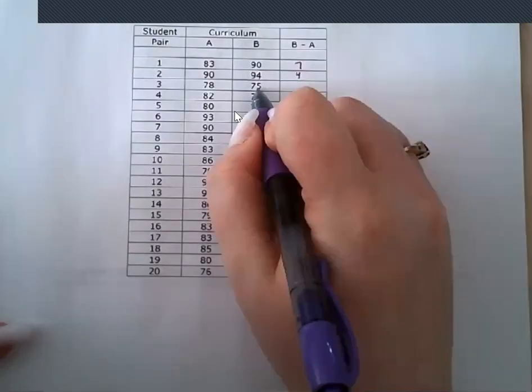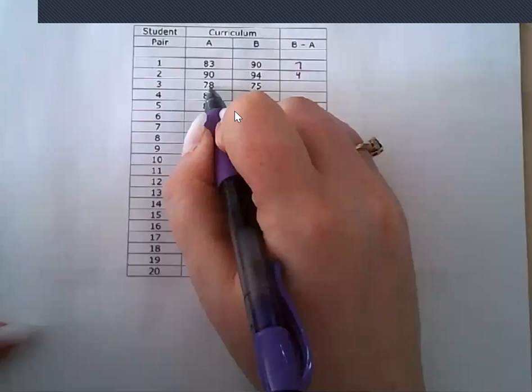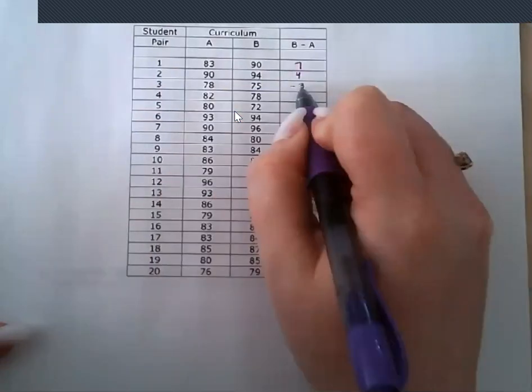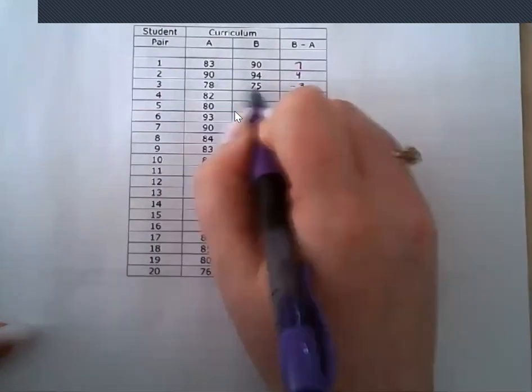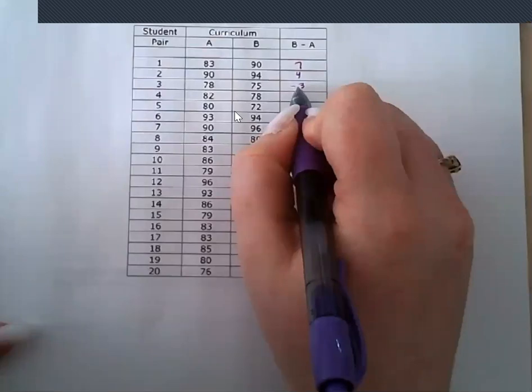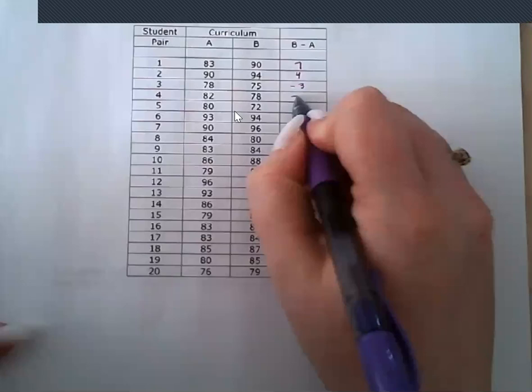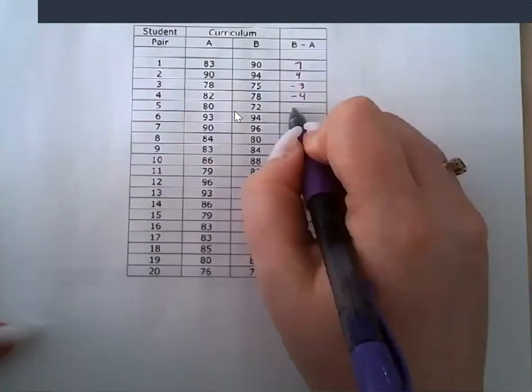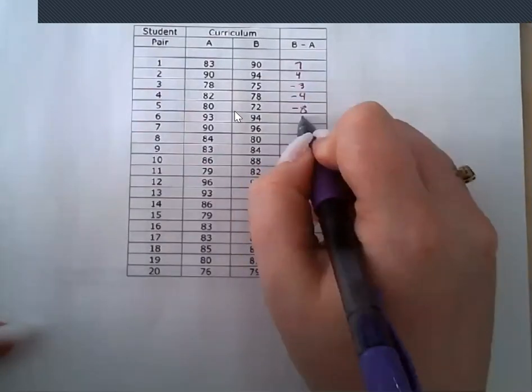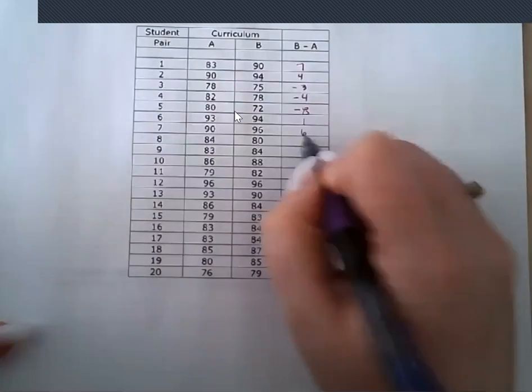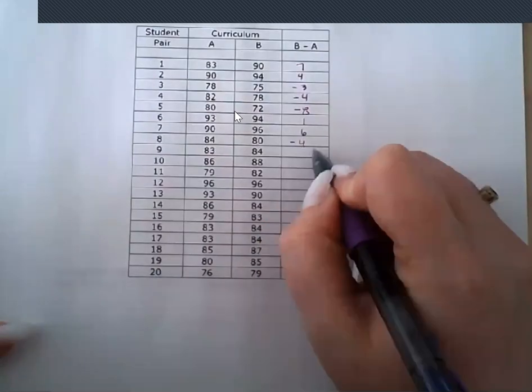75 minus 78 is -3. Always make sure you're going in the same order. If you get a negative, that's significant. And then just keep going. 78 minus 82. 72 minus 80. And so on and so on. I already have these written down.